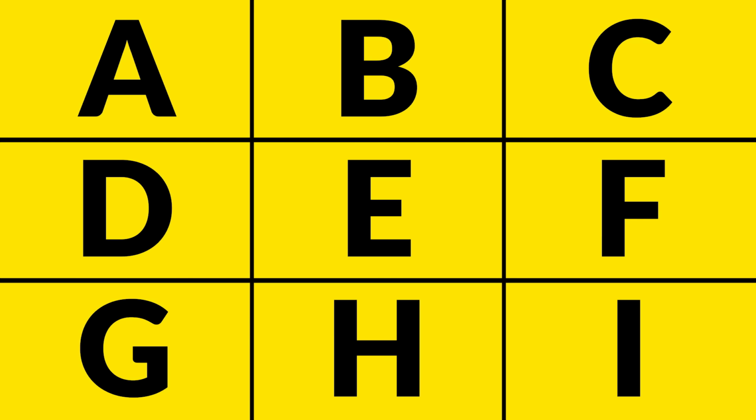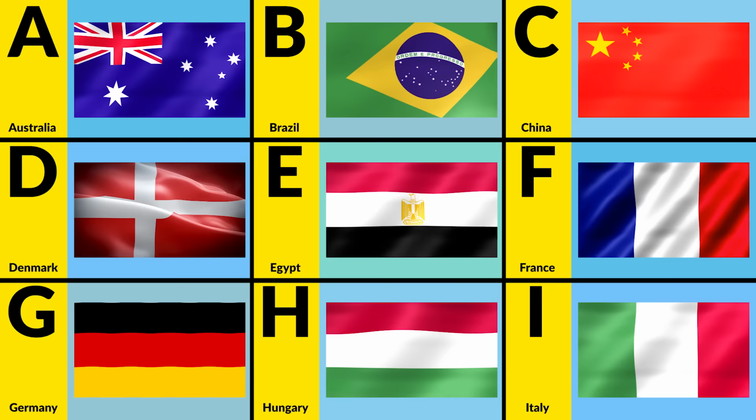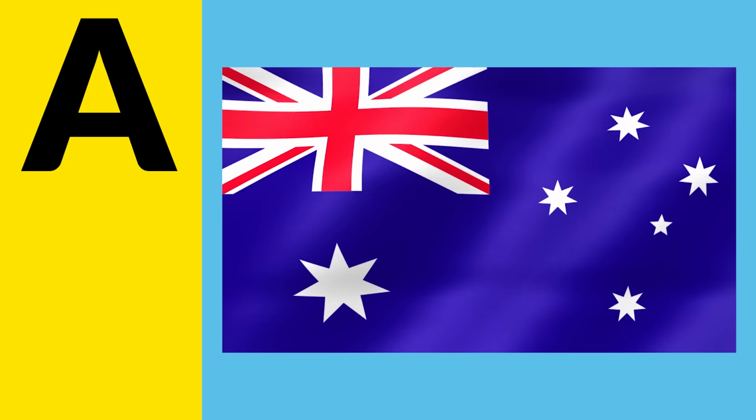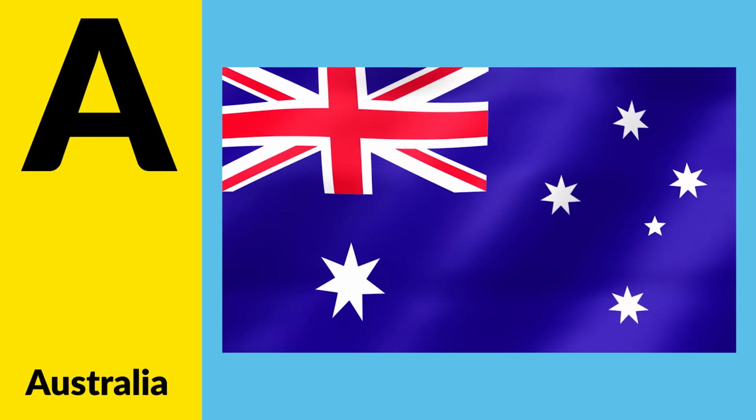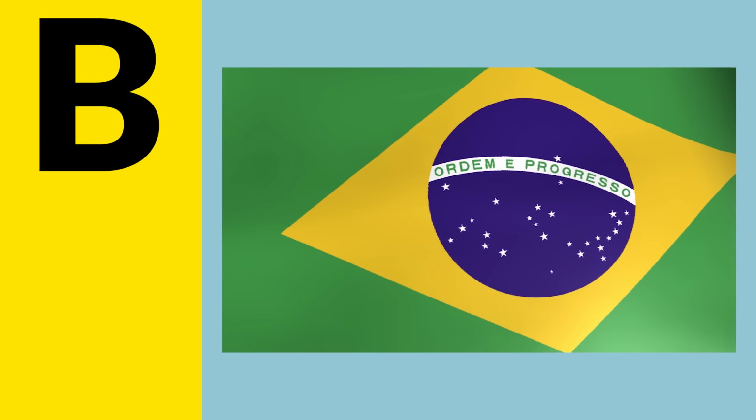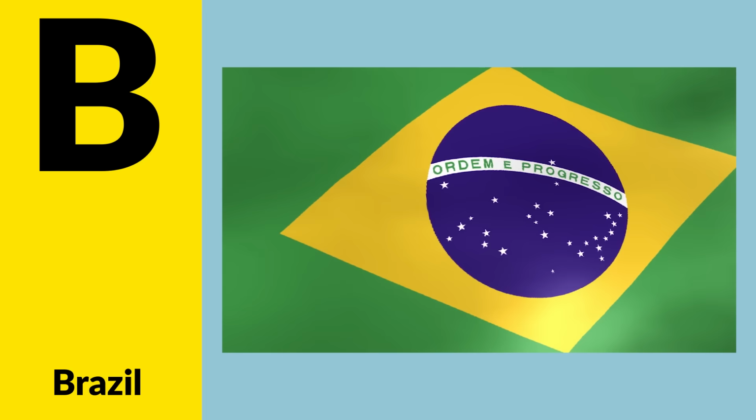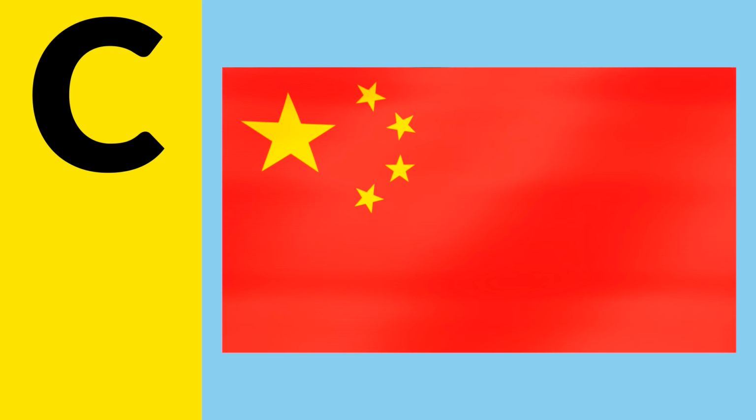ABC countries. A. A is for Australia. B. B is for Brazil. C. C is for China.